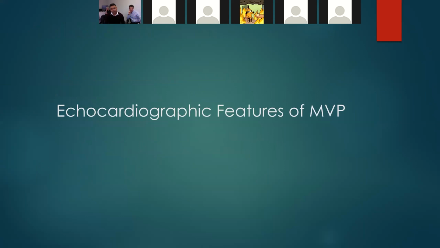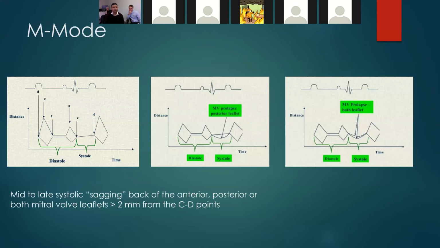A few important echocardiographic features. I think M-mode can be quite useful in mitral valve prolapse. On the left side, this is the normal. You can see this is the diastole, this is the systole. In diastole, this is your E wave, your A wave, and in systole here, your C-D point where your mitral valve closes. So this is the anterior, this is the posterior leaflet, and here both leaflets are closing.